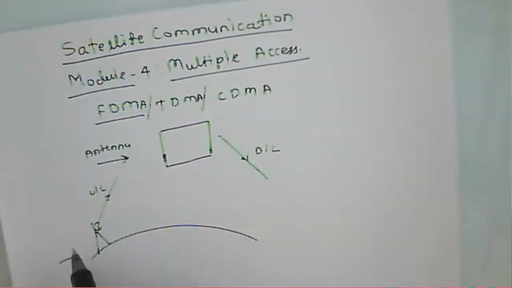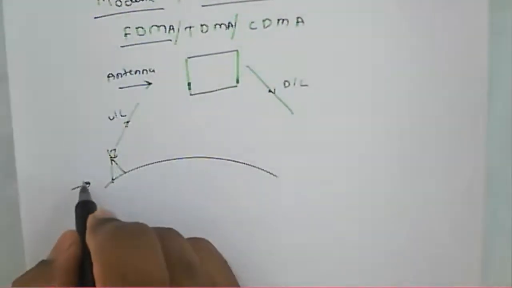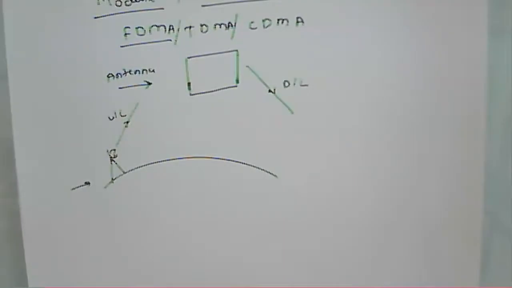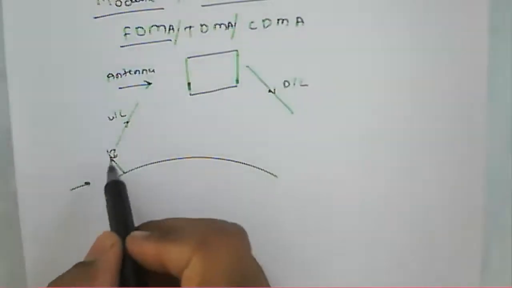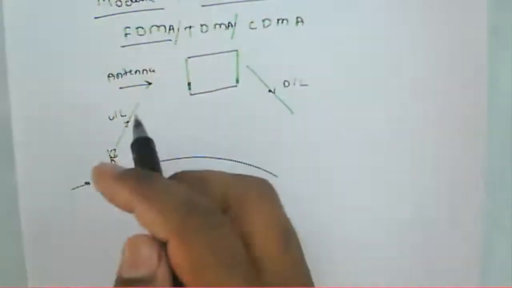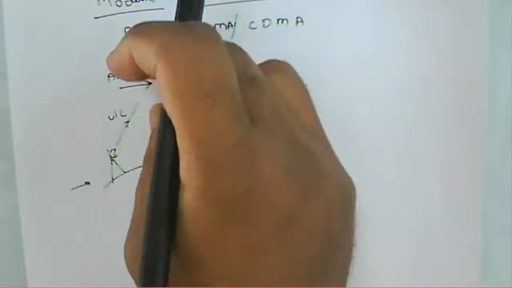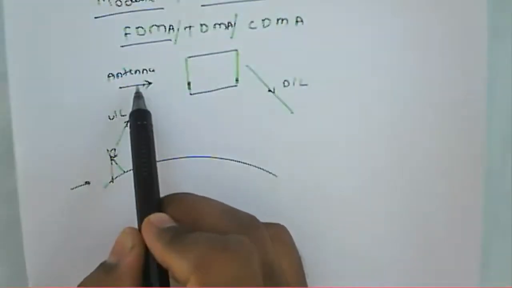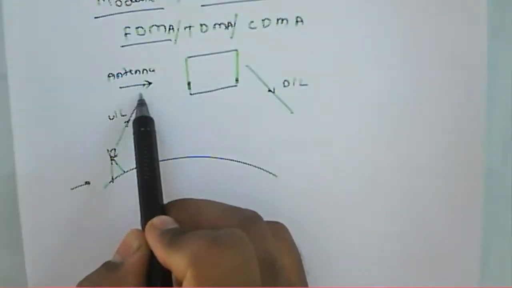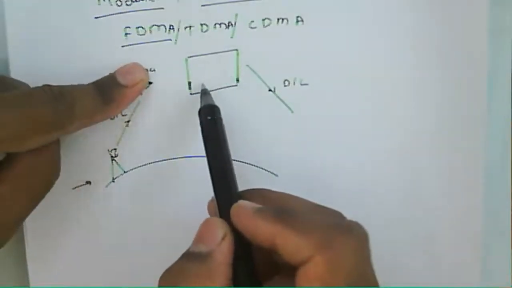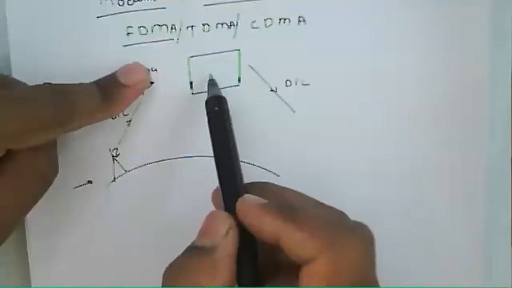But at the earth station, the input signals of various carriers are combined together and transmitted. Or we can say various carriers are combined at this particular antenna, and that input is given to the satellite.